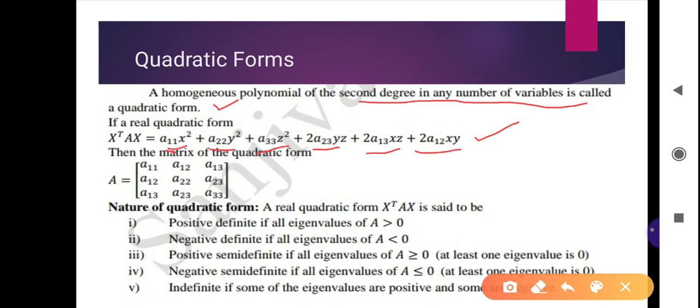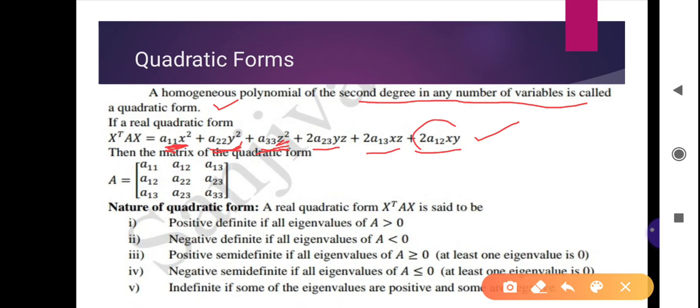See, x is the first variable, y is the second variable, and z is the third variable. So when x square is multiplied, that is the first variable, so write down its coefficient as a11. Then y is the second variable and it is y square, so write down the coefficient of y square as a22. Then z square is the third variable, so write down a33.